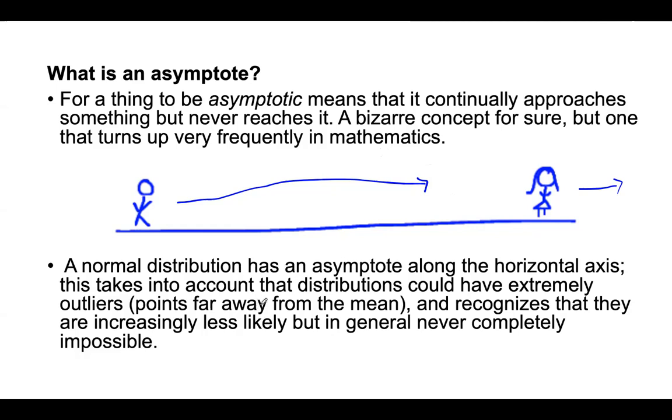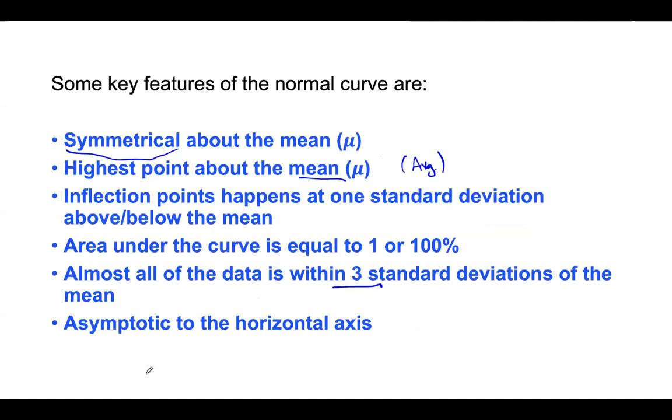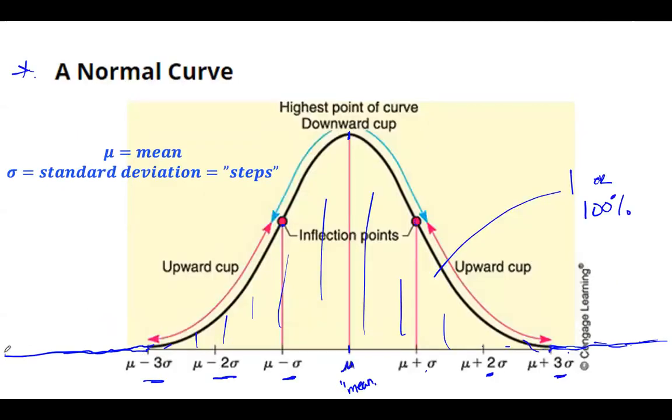So a normal distribution has an asymptote along this horizontal axis, and this takes into account that distributions could have extreme outliers, points far away from the mean, and recognizes that they are increasingly less likely, but in general never completely impossible. So there's a possibility that you'll get a point all the way out here. It's very unlikely, but it's possible.